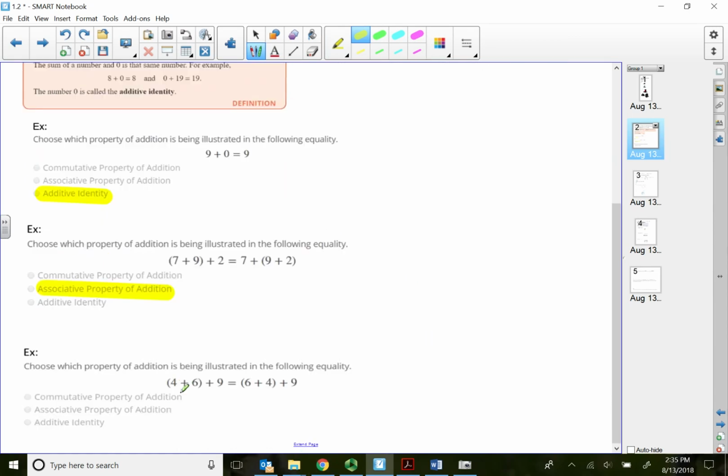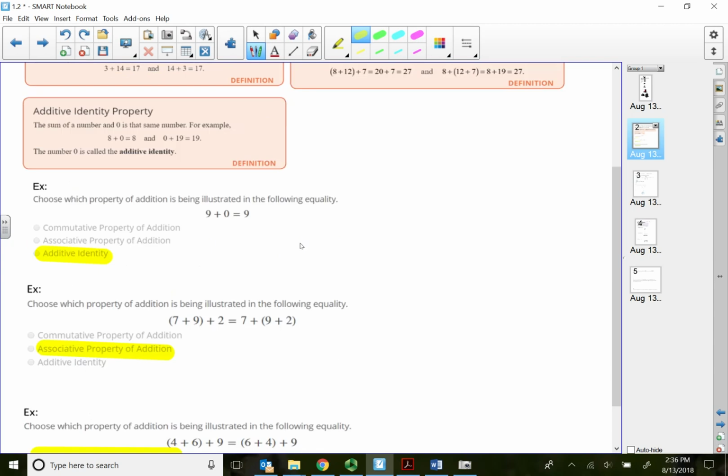So the third example, if you take a look, 4, 6, 9. This is 6, 4, 9. So the order of the first two numbers has been swapped. But the parenthesis, who is being added, did not change. So this is not associative, but the order has been changed, so it must be commutative property. If I would swap the order on the two sides and put the parenthesis on the 4 and the 9, then that would be both properties.